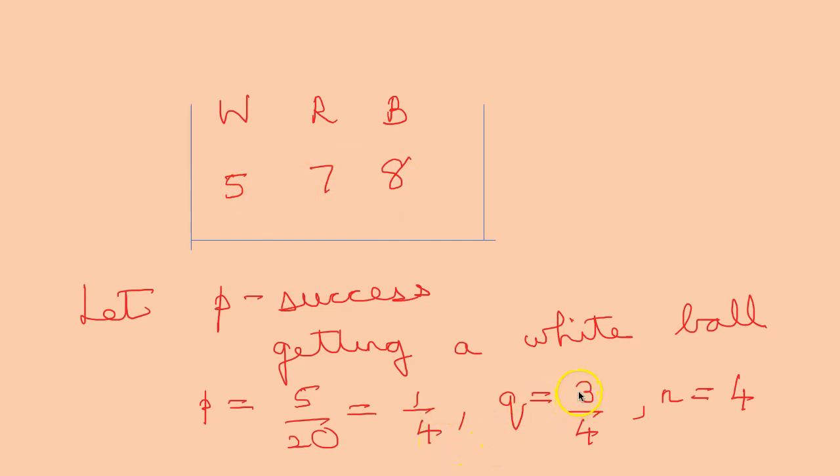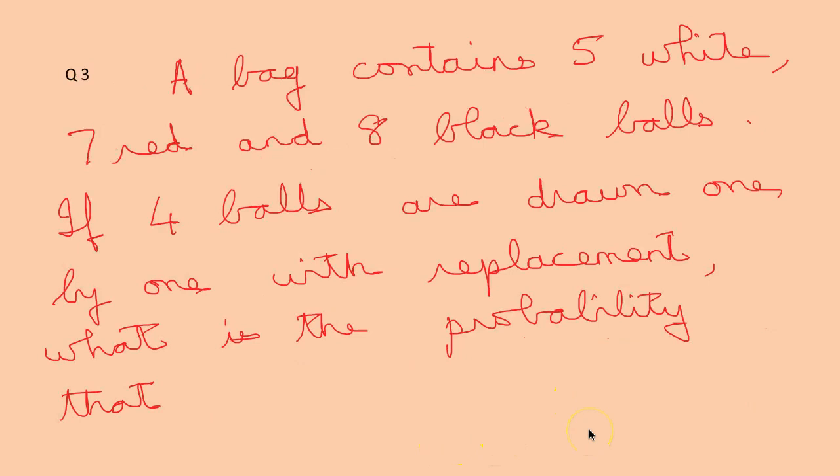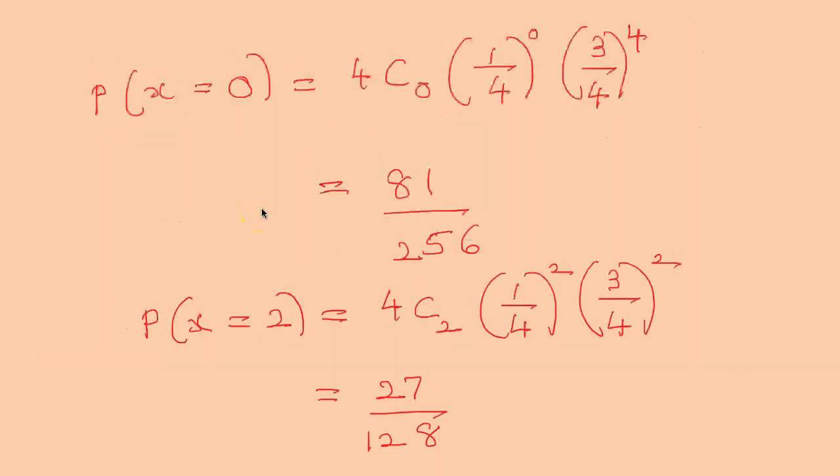Now Q is 1 minus P, which is 3 by 4, and n is 4 because there are 4 balls which are drawn. So the probability that x equals 0, using the formula nCr, is 4C0 (1 by 4) raised to 0 (3 by 4) raised to 4, which is 81 by 256. Probability that x equals 2 is 4C2 (1 by 4) squared (3 by 4) squared, because it is P squared Q raised to n minus r, which is 4 minus 2, which is 2. So you get 27 by 128.